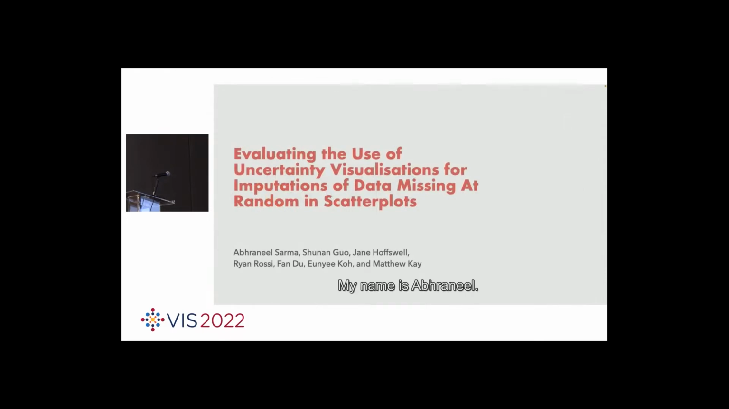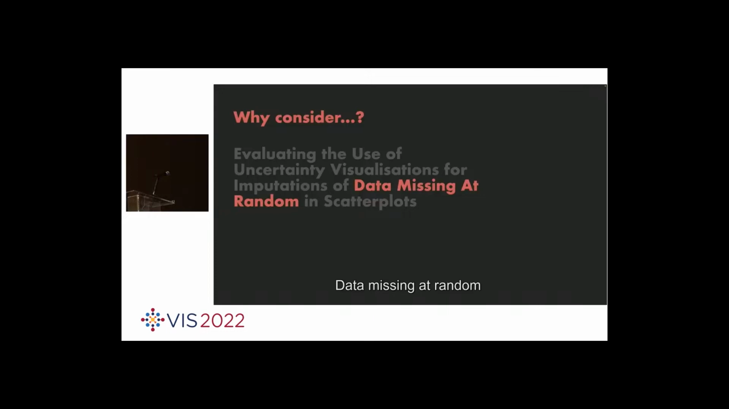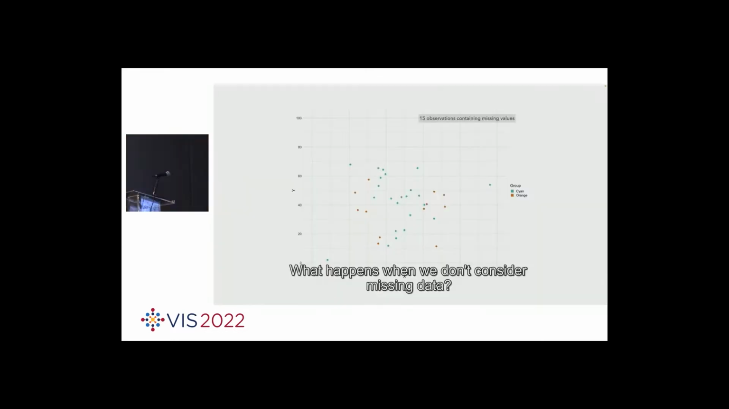My name is Abranil. Today, I'm going to present my work done in collaboration with Shunan, Jane, Ryan, Fan, Uni, and Matt. To begin, let us focus on one part of the title of our paper: Data Missing at Random. In exploratory visual data analysis, why should we consider missing data? Well, let's start with the counterfactual. What happens when we don't consider missing data? If we drop missing observations from our chart, which is what most exploratory data analysis tools today do, the chart would look something like this.